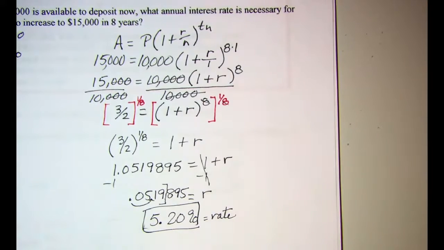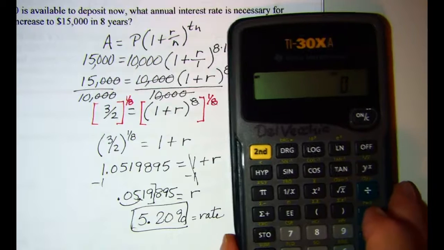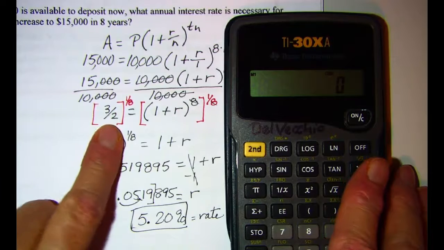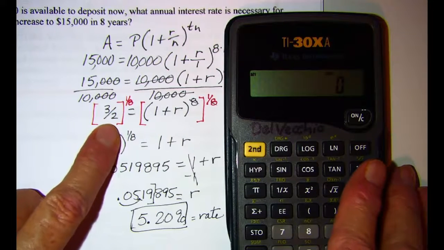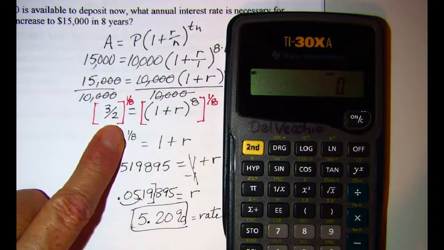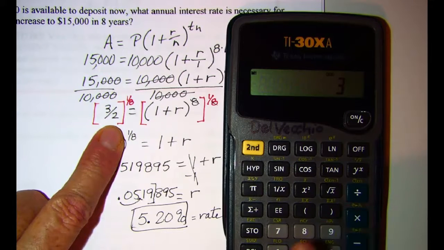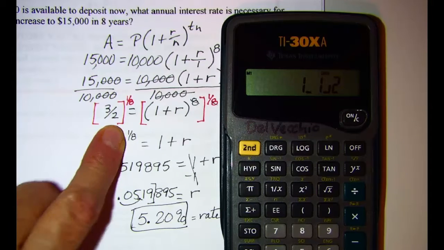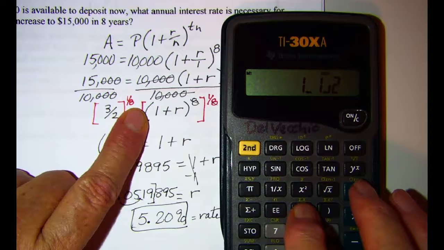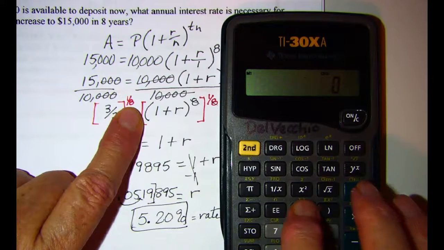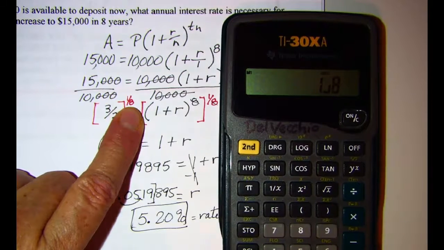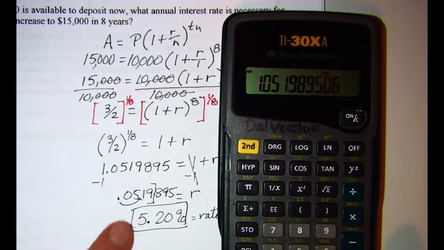Now let's see if we can do this on this other calculator. We got to this point without a calculator, but let's go ahead and take our 3 halves. That's the fraction 3 halves. And then hit y to the x. And then I want to raise that to the 1/8 power, so I got to use my parentheses. 1 fraction 8. Close the parentheses and hit equals. So that gets me to this.